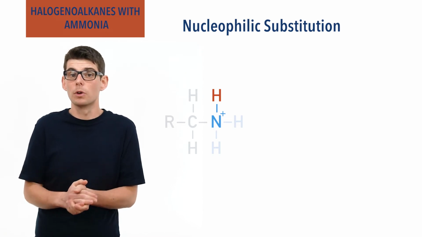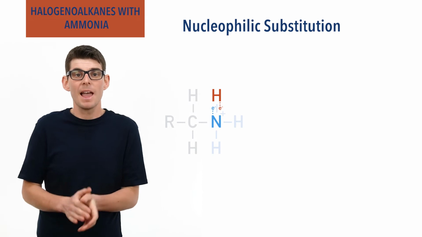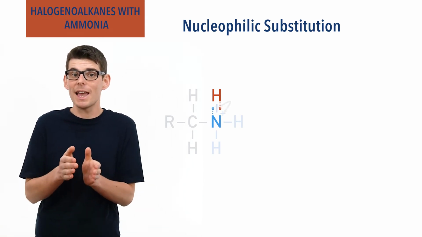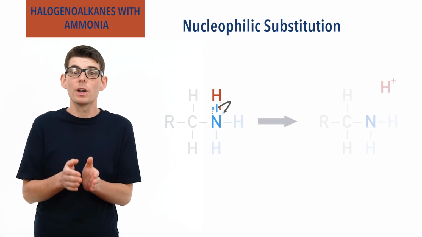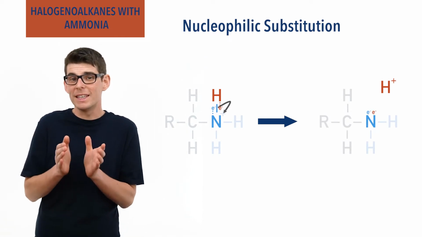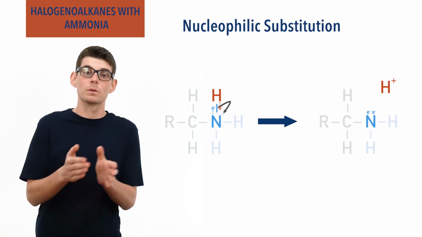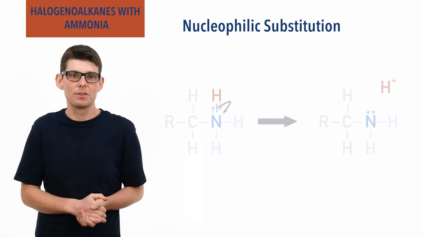One electron in the bond belongs to the hydrogen and one to the nitrogen. As an NH bond breaks and a H+ ion is lost, the nitrogen takes both of the electrons for itself, effectively gaining the electron that belonged to the hydrogen before, and this cancels out the positive charge of the nitrogen.